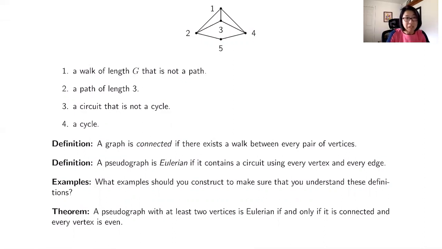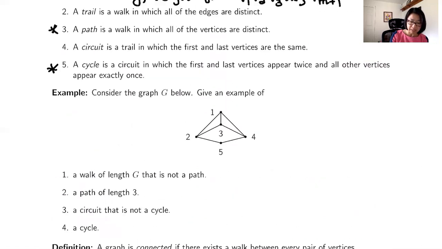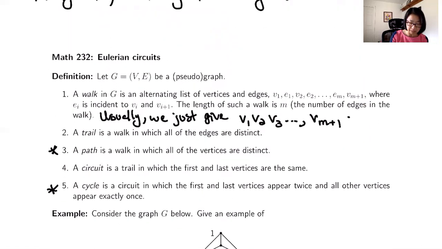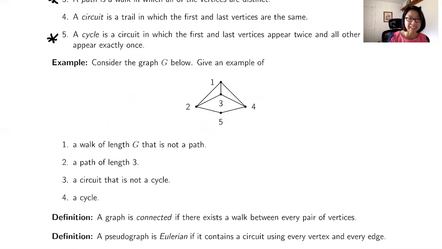Anyway, later in the week, we will prove this theorem that a pseudograph with at least 2 vertices is Eulerian if and only if it is connected and every vertex is even. Okay, where connected is going to mean, did I write that? Oh, there it is. A graph is connected if there exists a walk between every pair of vertices, okay?